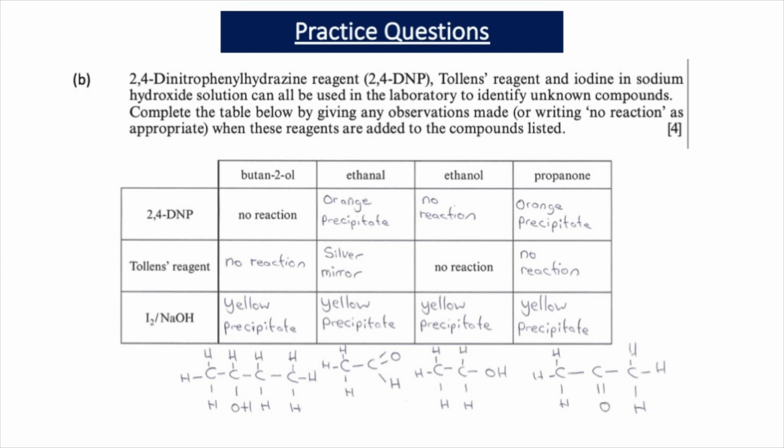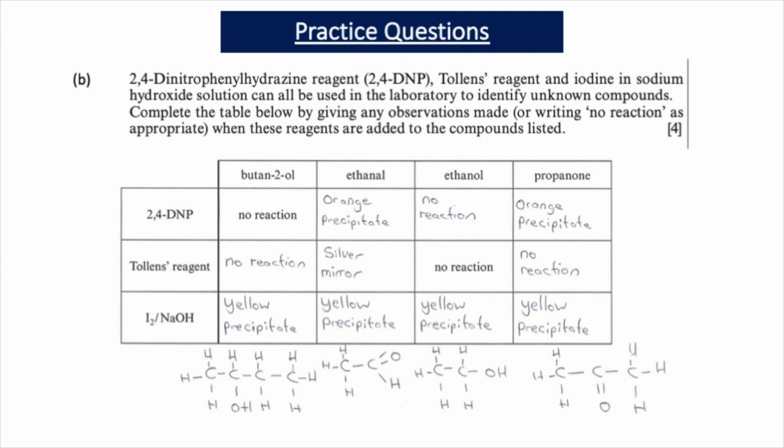Now for the next reagent, Tollens' reagent, there would be no reaction with butan-2-ol because Tollens' reagent is a test for an aldehyde and butan-2-ol is an alcohol. You would get a silver mirror with ethanal because it's an aldehyde, no reaction with ethanol because it's an alcohol, not an aldehyde, and no reaction with propanone because it's a ketone and not an aldehyde.